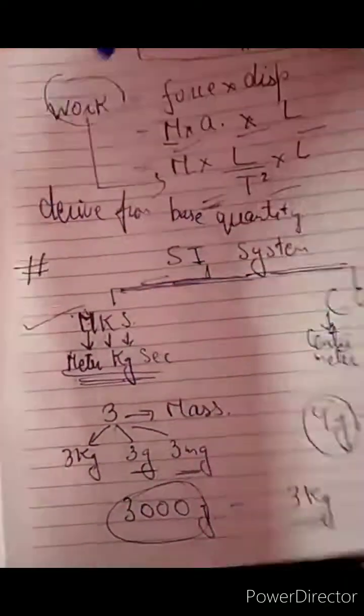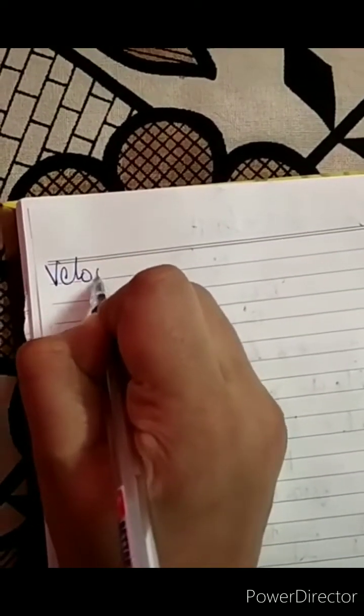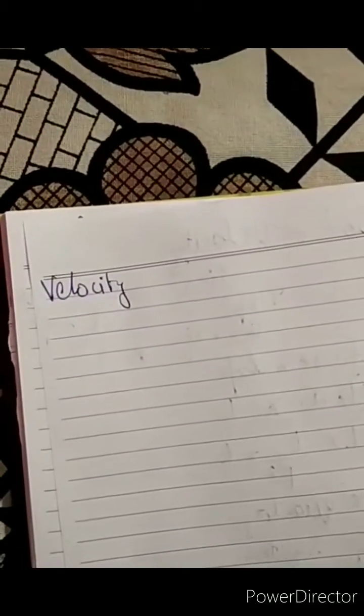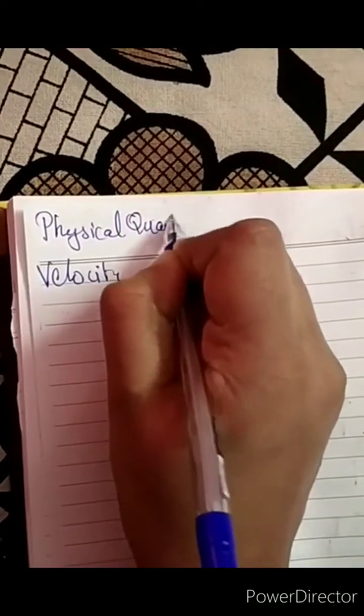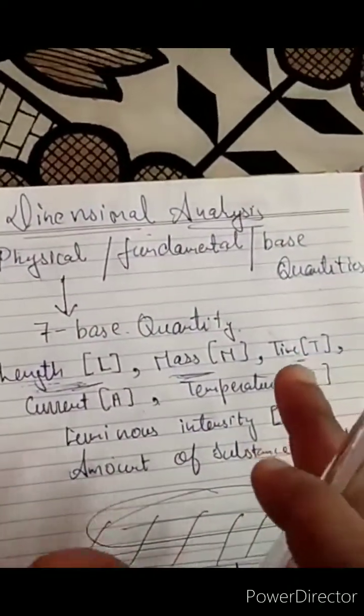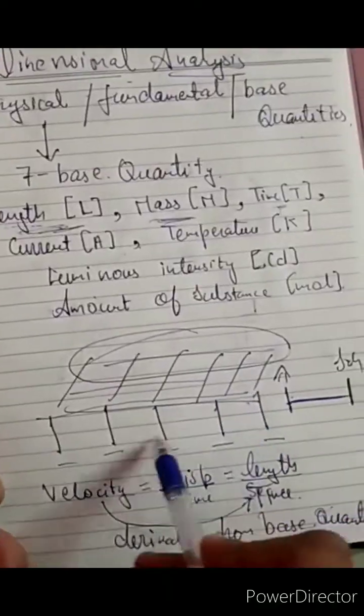Let's talk with some examples. Let's take some examples. Again, we took velocity. We will take 4 to 5 examples. For example, velocity. What is velocity? This is our physical quantity. We just make a table of it. Look, we have so many physical quantities, but these are our base pillars. Remember, the whole building stands on these pillars, these 7 pillars. We end up at these 7 pillars only.